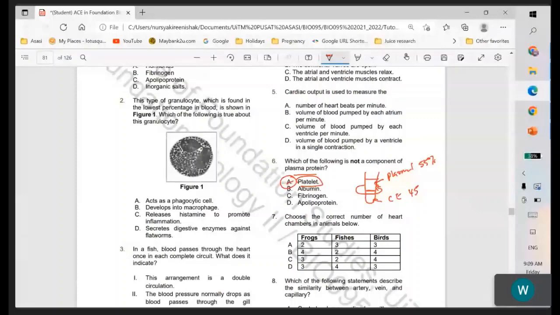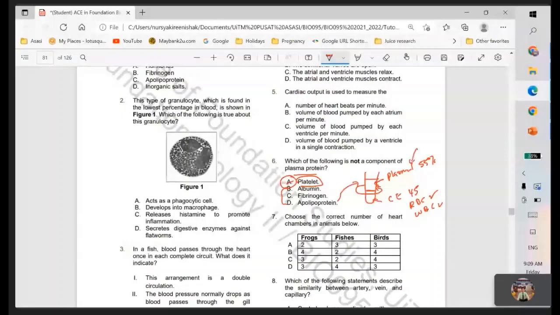Cellular elements. So, cellular elements, apart from platelet, also contain what? Selain dia ada platelet, dia ada juga apa? Erythrocyte dengan leukocyte. So, dia ada red blood cell dan juga white blood cell. Erythrocytes and leukocytes. Okay. So, albumin, fibrinogen and lipoproteins are contained in the plasma portion. The majority component of the plasma contains water.